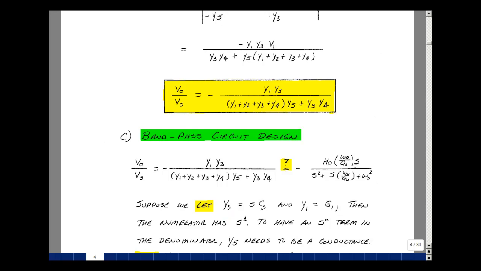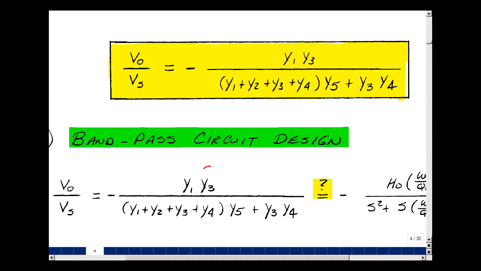Let me make this a little bit larger. I'm just going to do this right on the... So I'll pick this to be a capacitor, so that's the admittance of SC3. Now, to get this to equal a numerator with just S to the first power, this would have to just be a constant. So I'll pick this to be a resistor, R1, which the reciprocal will be G1.